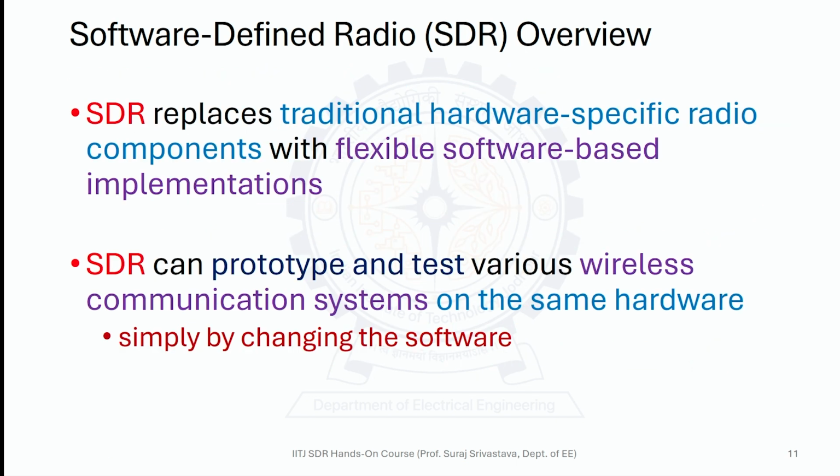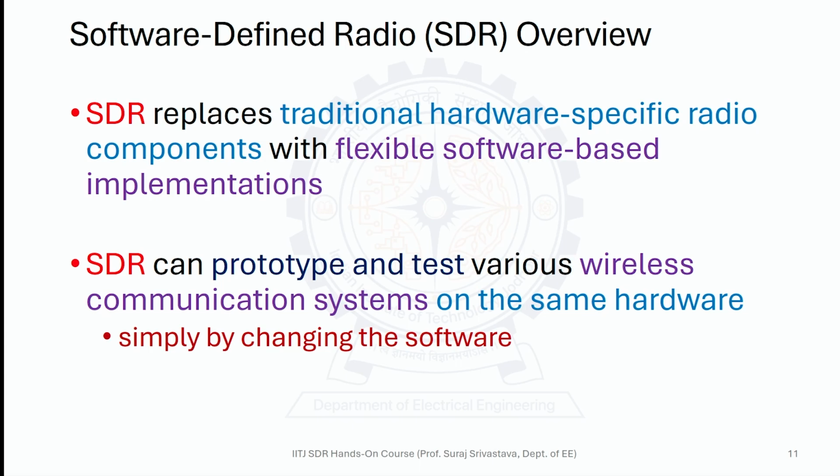In summary, the software defined radio, SDR, replaces traditional hardware specific radio components with a flexible software based implementation. One thing is very important to understand: SDR is not an end product of the communication system. The end product has to be in the form of an ASIC, the application specific integrated circuit. But SDR enables us to prototype the system and test various wireless communication systems on the same hardware.